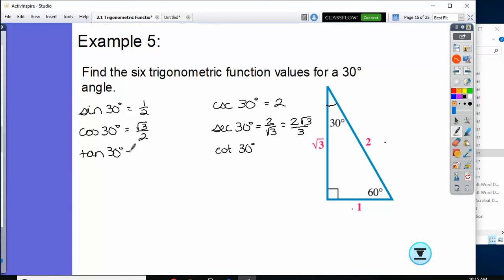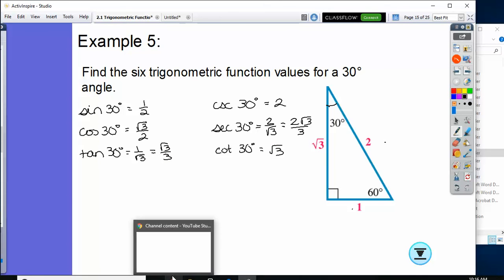Tangent of 30. TOA, opposite over adjacent. 1 over radical 3. What does that turn into? And cotangent of 30 would be radical 3 over 1, which is just radical 3. Okay, these values come up so much, we are eventually going to have to memorize them, but tomorrow I am going to give you a ton of tricks to do that. So just looking at it right now, it just seems overwhelming, but I will give you some tricks and show you some patterns tomorrow to make that easy.